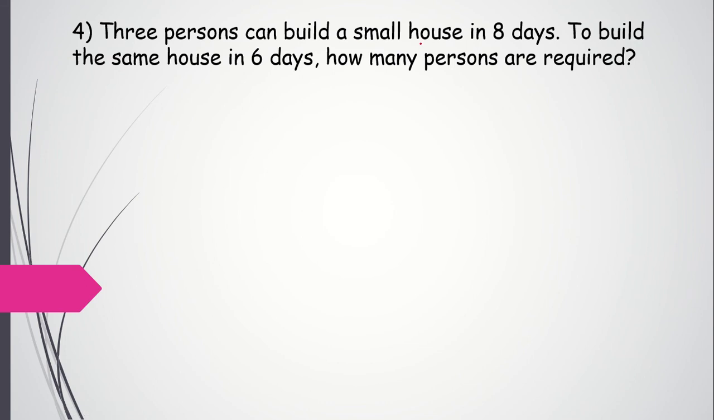3 persons can build a small house in 8 days. To build the same house in 6 days, how many persons are required? Now this kind of sums we have already done in 7th standard also. This is a sum on variation. And if you don't remember what a variation is, we will quickly revise it. If one quantity changes and that brings about a change in the other quantity also, that is called an example of variation. And we have learnt two types of variation: direct variation and inverse variation.